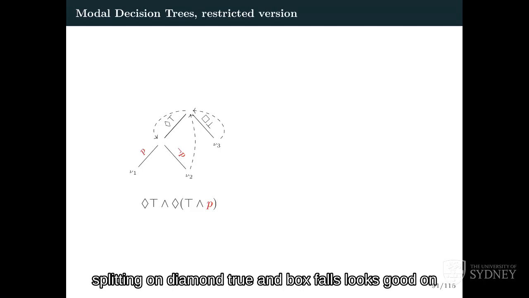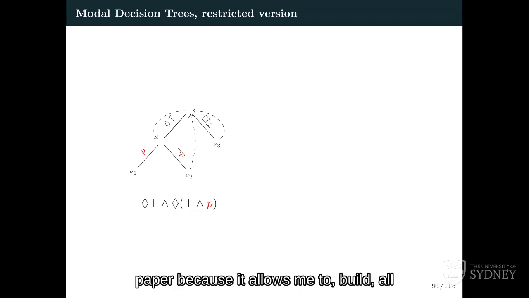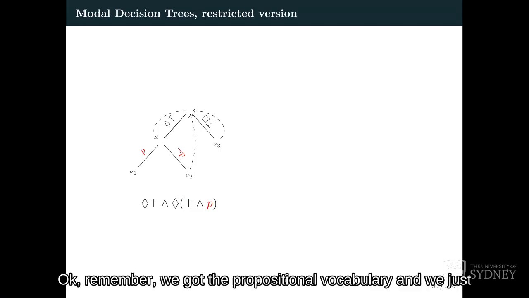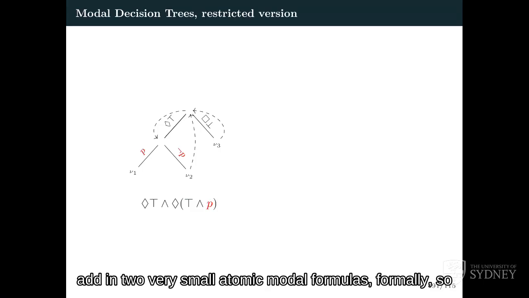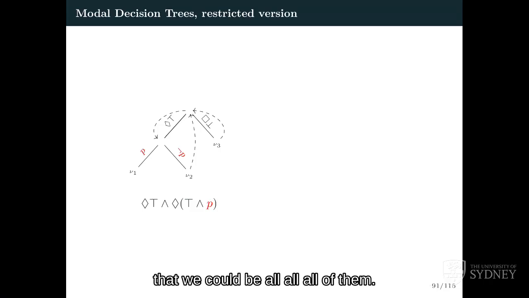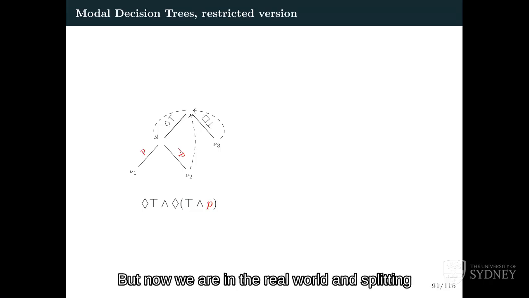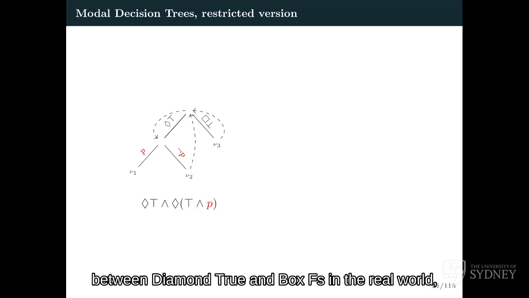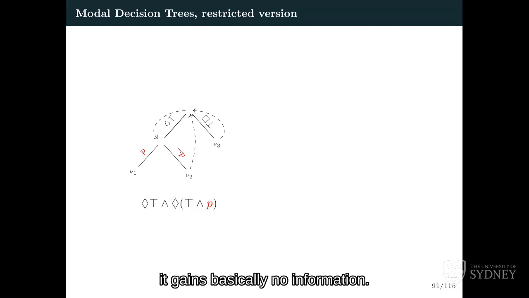splitting on diamond true and box false looks good on paper because it allows me to build all the formulas that I want, and I don't have to enrich my vocabulary, okay? Remember, we got the propositional vocabulary, and we just add in 2 very small atomic modal formulae, so that we could build all of them. But now we are in the real world, and splitting between diamond true and box false in the real world, it gains basically no information.